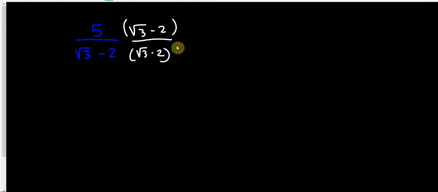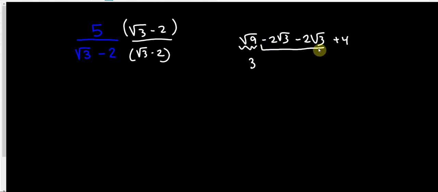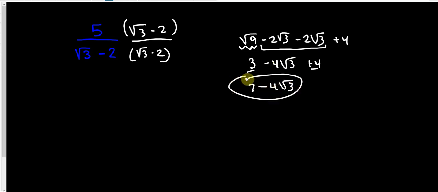I would have to FOIL these out, and what I would end up getting is, well, let me take more time to make sure you understand this. If I did square root of 3 times square root of 3, that'd be square root of 9. And square root of 3 times minus 2 would be minus 2 square root of 3. And then negative 2 times negative 2 would be positive 4. And so what I'm going to end up with is, we're happy this part becomes a positive 3. But this in the middle is what messes us up. That's minus 4 square root of 3 plus 4. And I could add the 3 and the 4 together. 7 minus 4 square root of 3. So I still have a radical in the denominator.